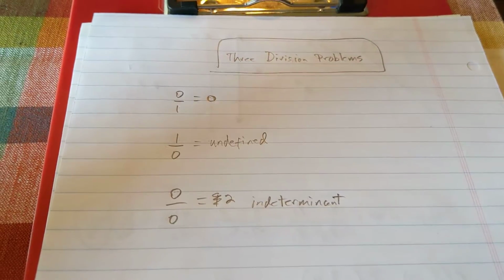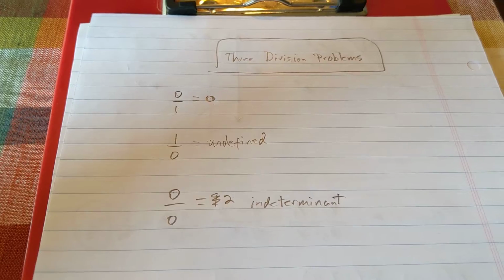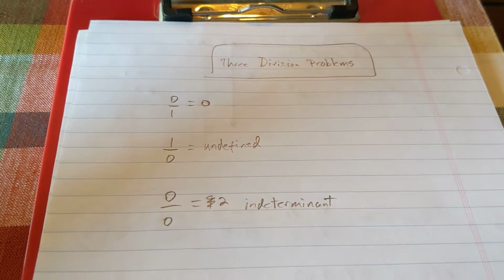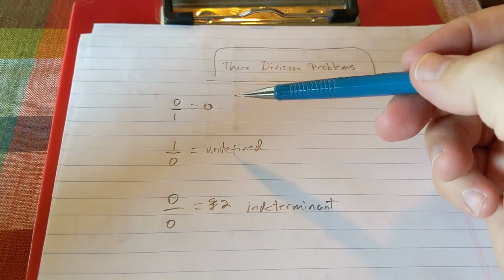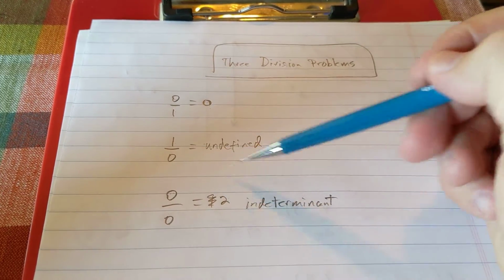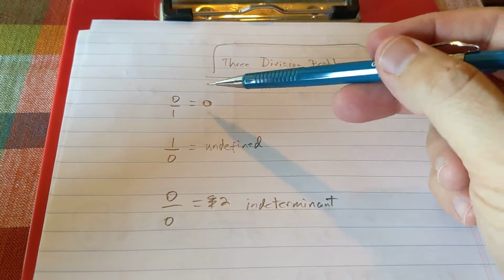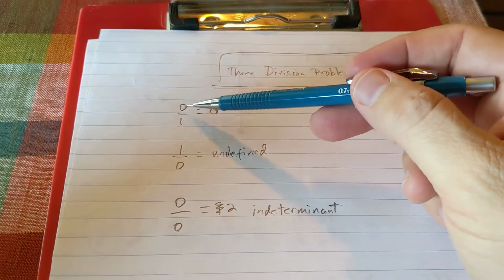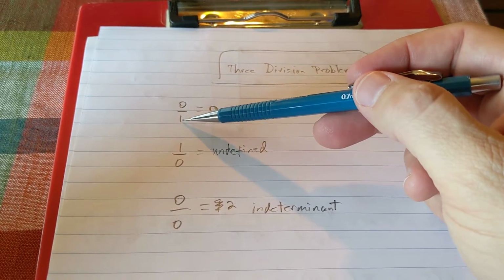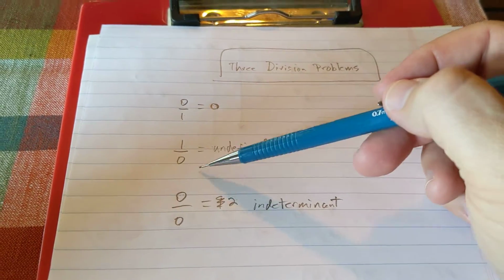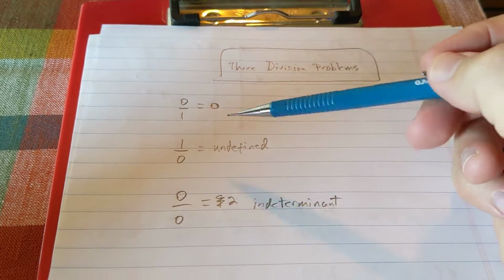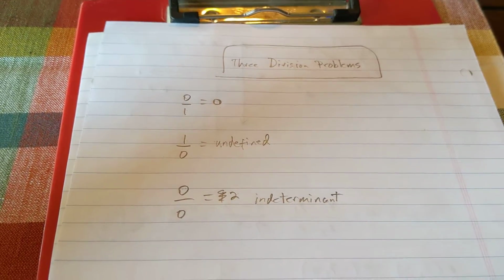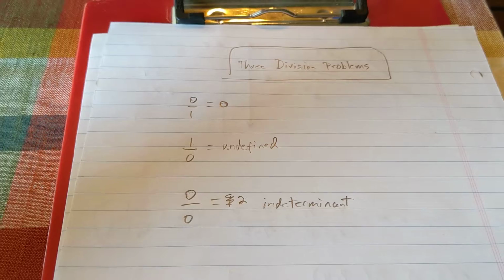Anyway, these are 3 division problems you should be well acquainted with, because sometimes when you're working with slope problems or you're working some other math problem that involves division, you're going to have 0 in any of these locations. So if 0 is on the top, something else is on the bottom, that's going to be equal to 0. If 0 is on the bottom, that's going to be undefined. If you have 0 in both places, then it's going to be indeterminate.